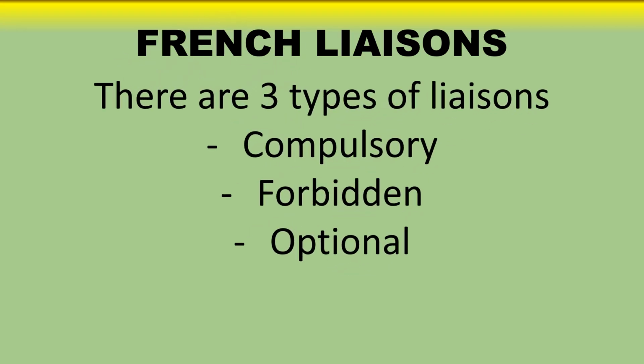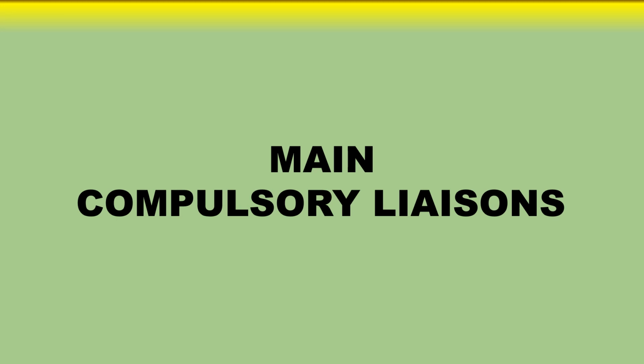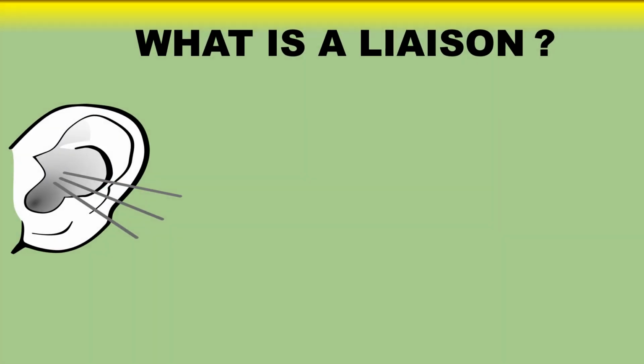There are three types of liaisons. You have the compulsory ones, forbidden ones, and optional ones. But today, we're going to focus on the compulsory ones. Before I tell you what a liaison is, I would like you to listen to what I'm going to say now and identify the liaisons.